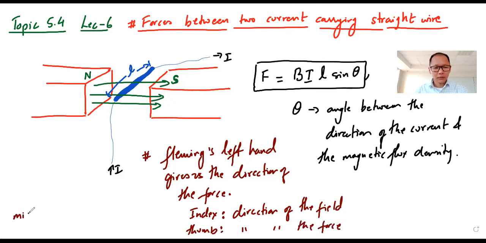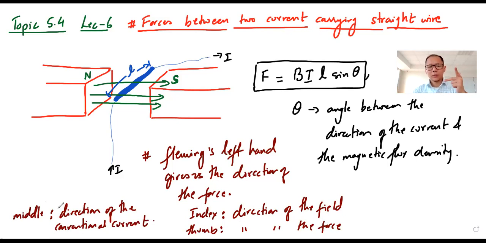And your middle finger is basically the direction of the conventional current. So conventional current means that we're assuming that the positive charge flows. Even in the electrical circuit, like we discussed last time, the conventional current is the standard used in the electrical circuit, which we assume as the direction of the current.